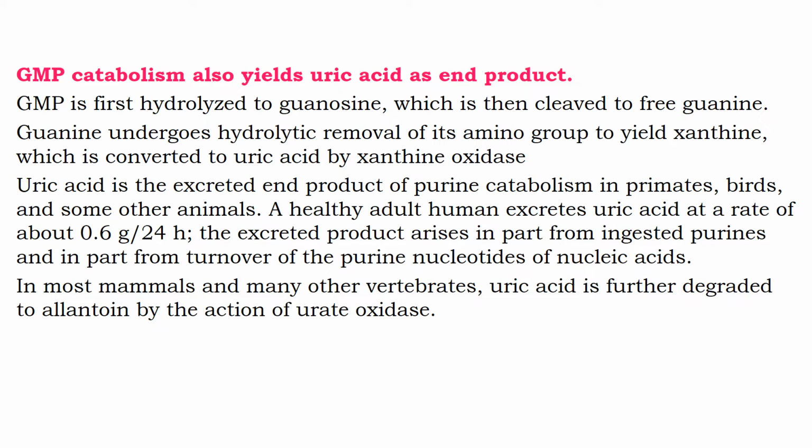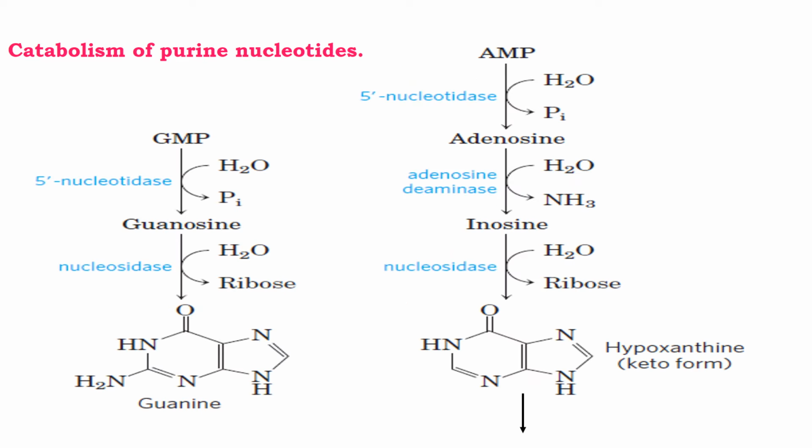So we know that uric acid is an end product of purine metabolism or catabolism, whereas urea is an end product of pyrimidine nucleotide breakdown. Now, the catabolism of purine nucleotides. We have two purines: one is GMP as well as AMP. For GMP, first of all there is a nucleotidase, which will break off the phosphate moiety. So if GMP has no phosphate, then it is guanosine.